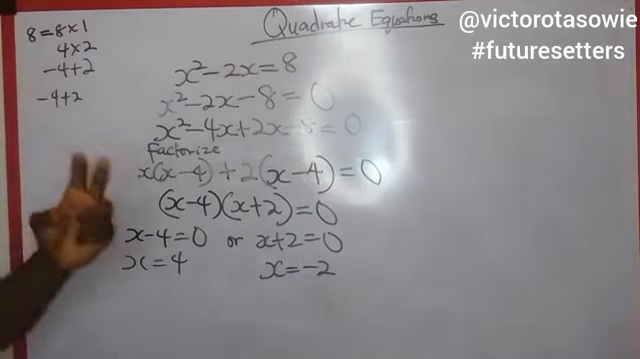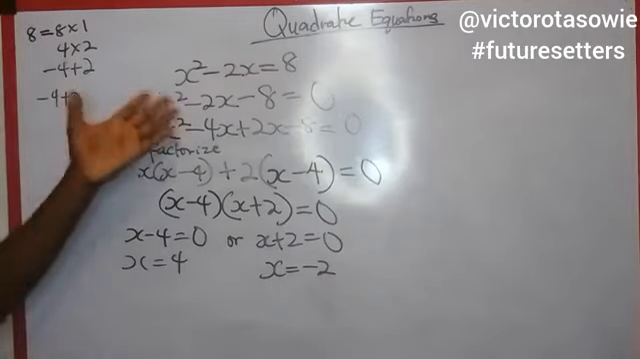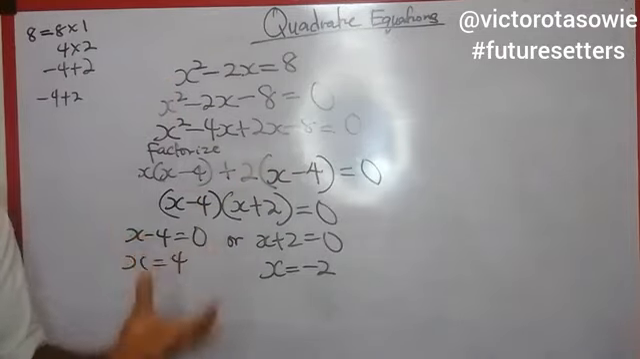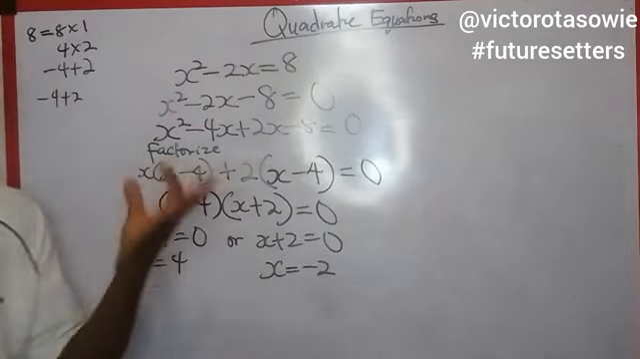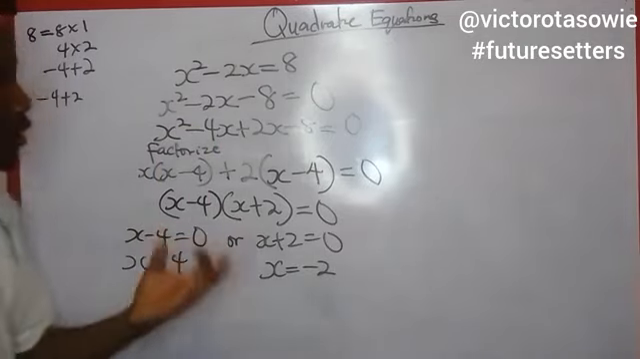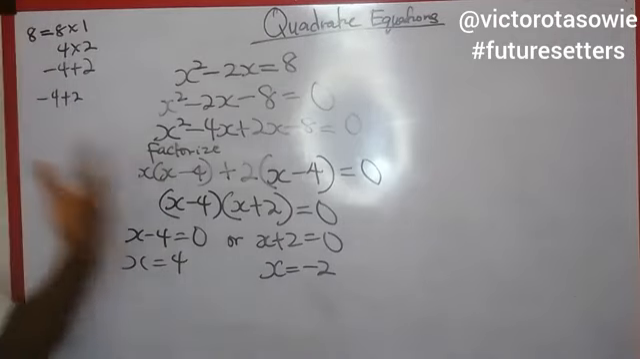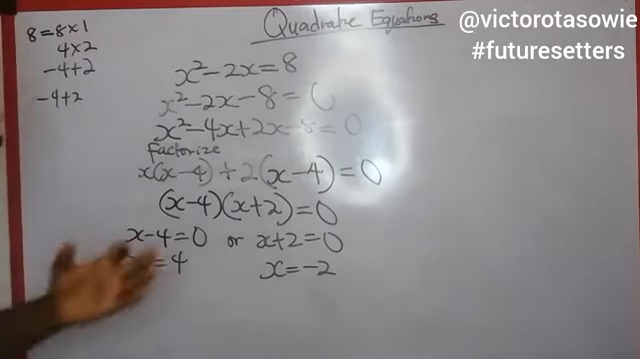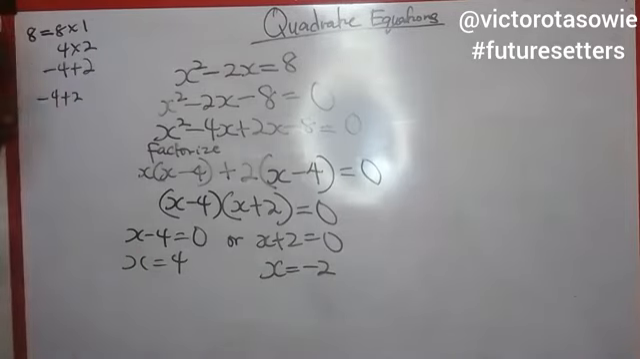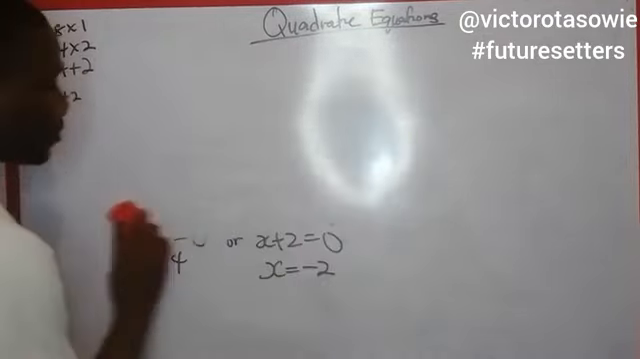Now, if you can get the numbers you can add and multiply to give you b and c, the next step is to factorize. After factorizing, you make sure the numbers in the bracket, or the letters and numbers in the bracket, are the same. If they are the same, you are on the right path. Then the next step is to ensure that you equate the bracket to 0. After equating the bracket to 0, you will get your final answer, which is 4 and minus 2 for this particular question. So we have another question, which I will also write down on the board as well.